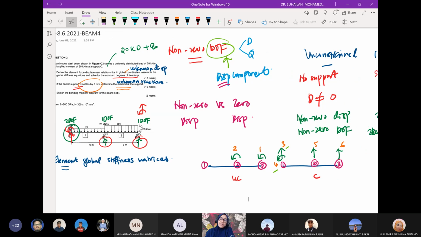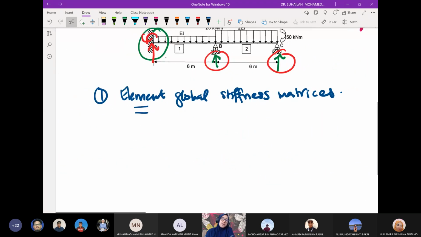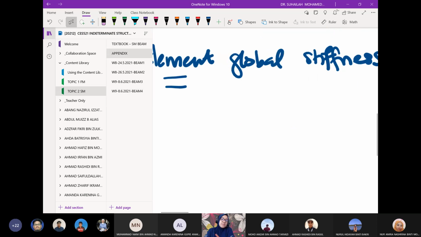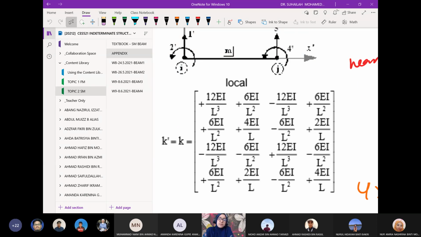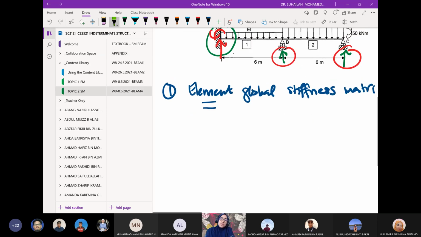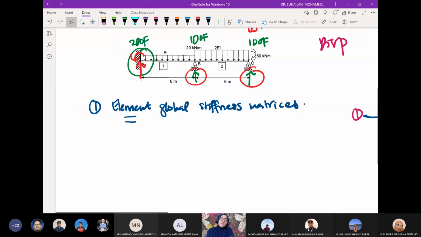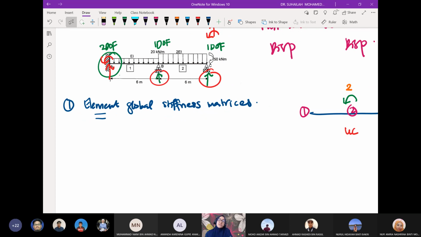So we will refer to this to write and establish the stiffness matrices K1 and K2. Please refer to the formula. In this formula, actually there are only 4 repetitive values: 12 over L cubed, 6 over L squared, 4 over L, and 2 over L, in terms of EI. Even though these two elements are the same, I will write them separately so that completing the structure stiffness matrix is easier and not confusing.